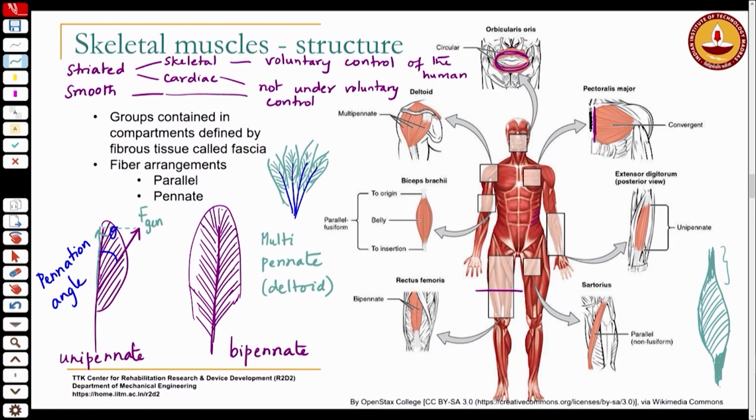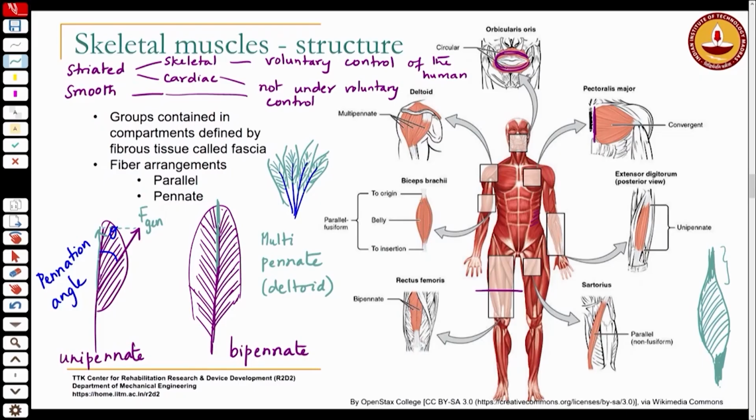That is your unipennate. In this case, you have the tendon which is central. It could be passing like that. So, you could have a long tendon, a tendon that is longer than the muscle fiber, but it goes through the central axis, and then you have the muscles that are creating forces at angles from that central tendon.